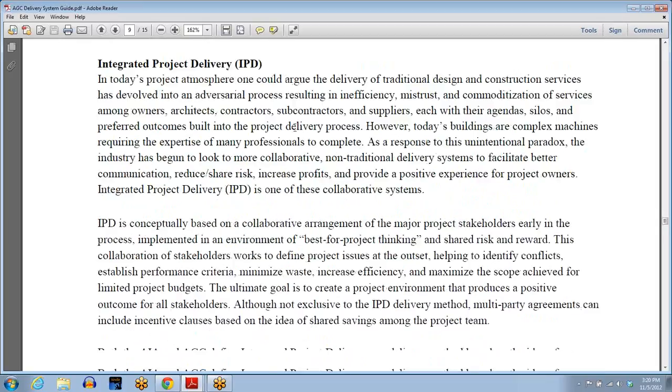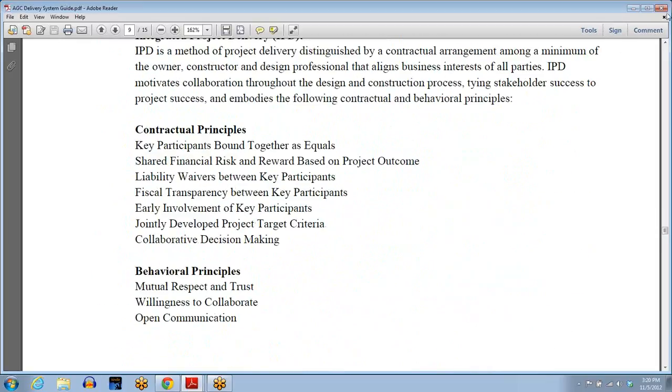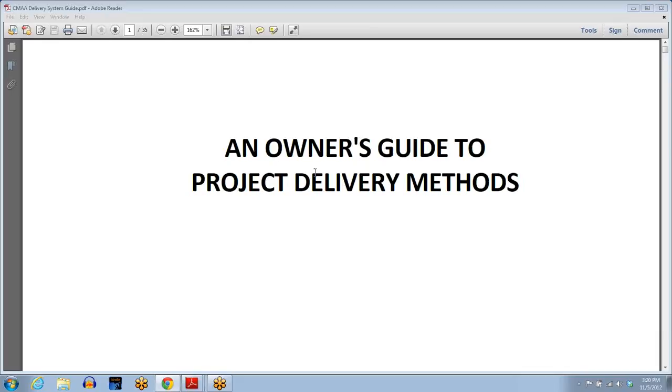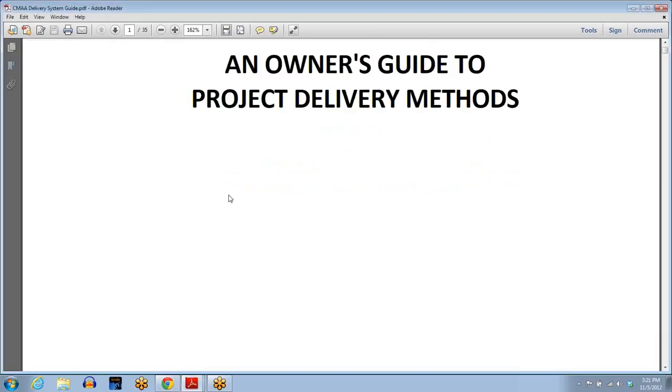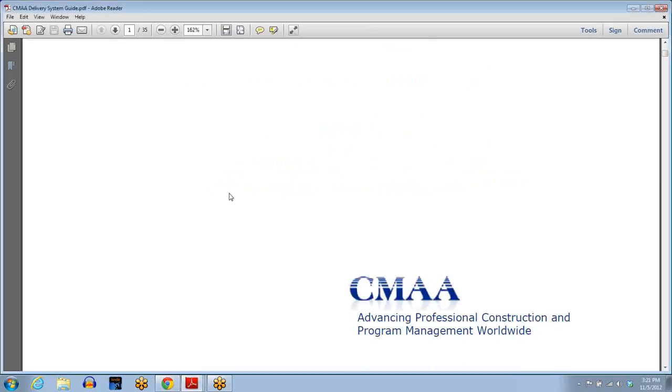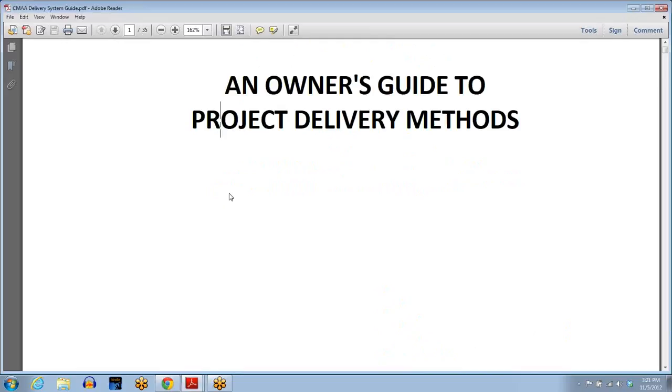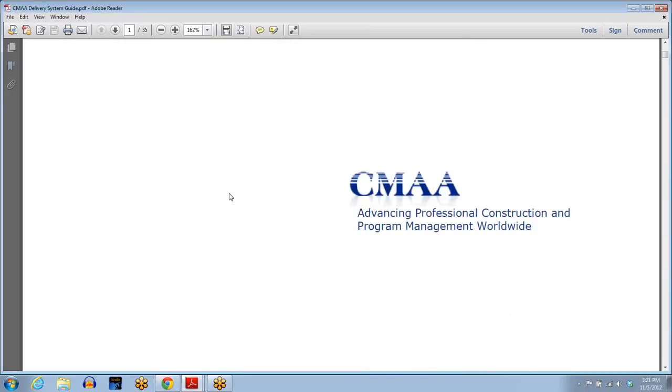You can use any of them. This is their perspective on it. The third document is brought to you by the construction managers and deals with the owner's guide to project delivery methods. So here's a construction manager who is critiquing and explaining the other delivery systems.